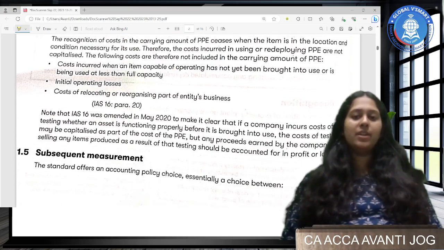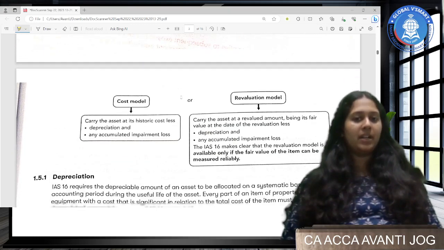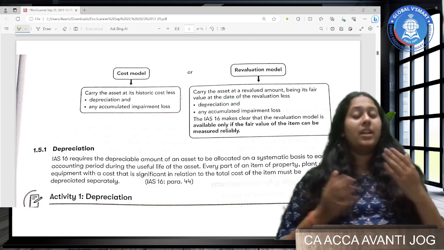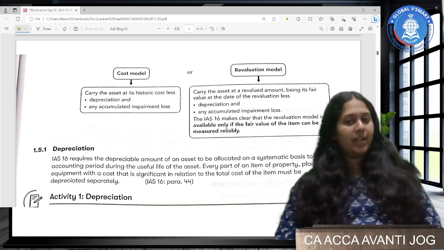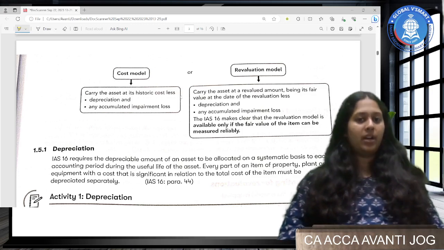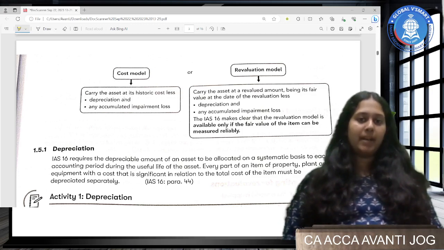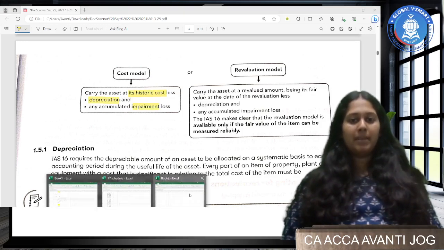Now once you're done with initial measurement, how do you do the subsequent measurement? So after the initial measurement, year on year, how do you value this asset? There are two methods that you can use. First method is what we call the historical cost model. Historical cost model basically values the asset at whatever is the original price, and it deducts depreciation and impairment out of it. Impairment we'll discuss a bit later. I will show you how this method works.